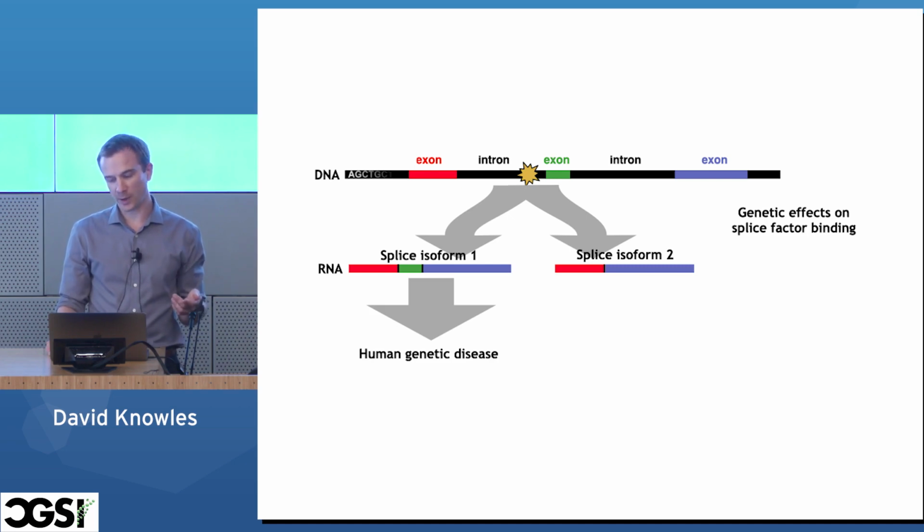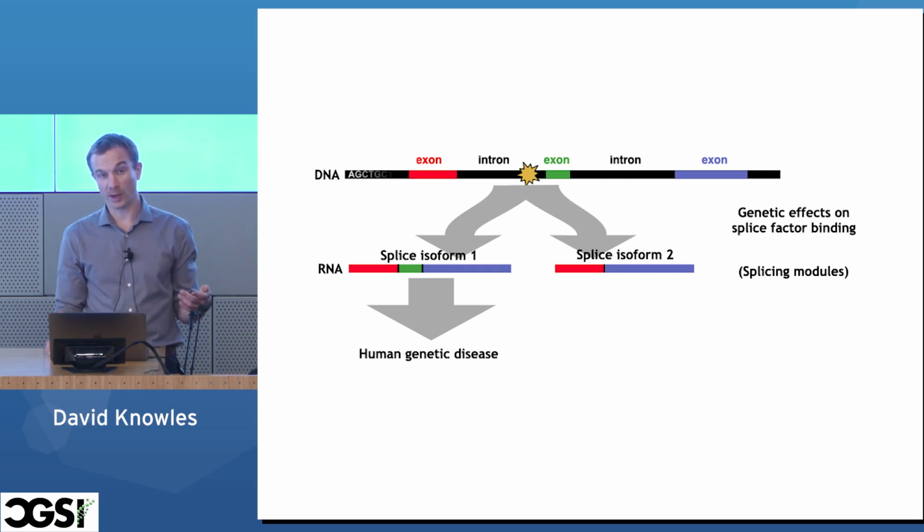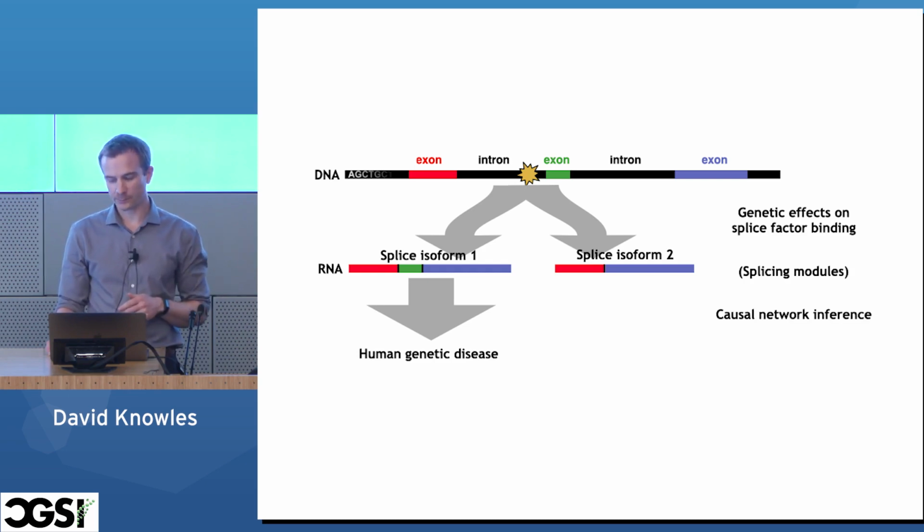The first is going to be trying to get a better understanding of how genetic variants can affect splicing by looking at genetic effects on splice factor binding. I'm probably not going to have time to tell you about work we've been doing on splicing modules, so this is trying to look at transcriptome-wide patterns of splicing variation. But I will tell you about stuff we've been doing on causal network inference to try to connect together intermediate phenotypes like gene expression and splicing and traits like disease.